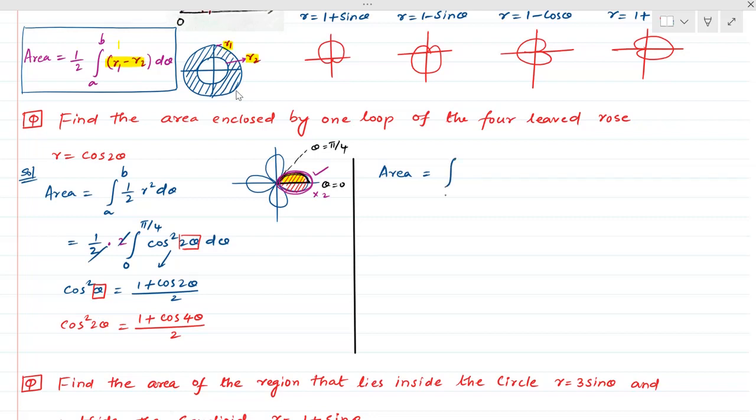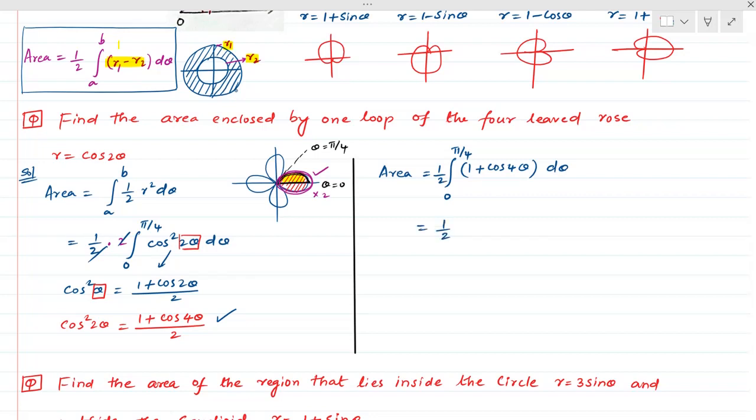What is the integral remaining? 0 to pi over 4 is the limit, and in place of cosine square 2 theta, I will use this part. So 1 plus cosine 4 theta, and the 1 over 2 I am taking outside the integral. So it is d theta, 1 over 2 will be outside the integral. Now you can easily integrate.